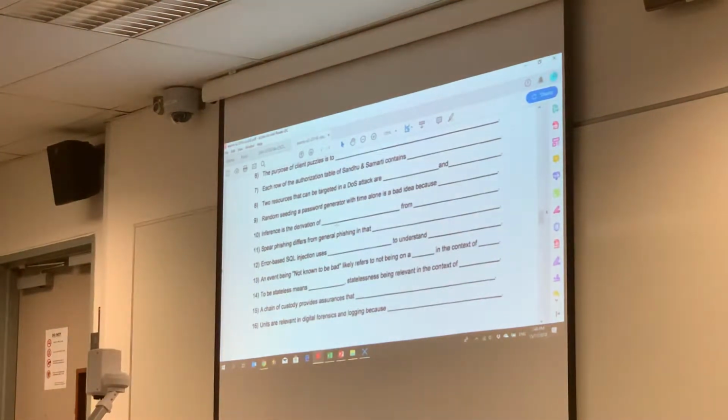An event being not known to be bad, likely refers to not being on what, in the context of what? Not known to be bad. It's a term. It's an email one. Not being on what?